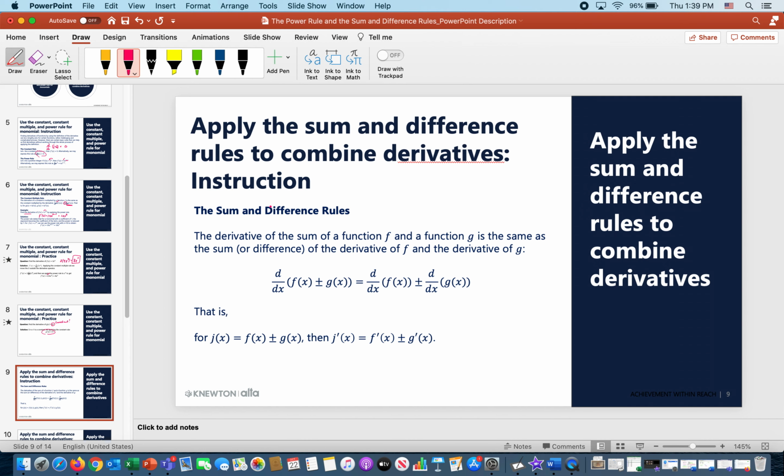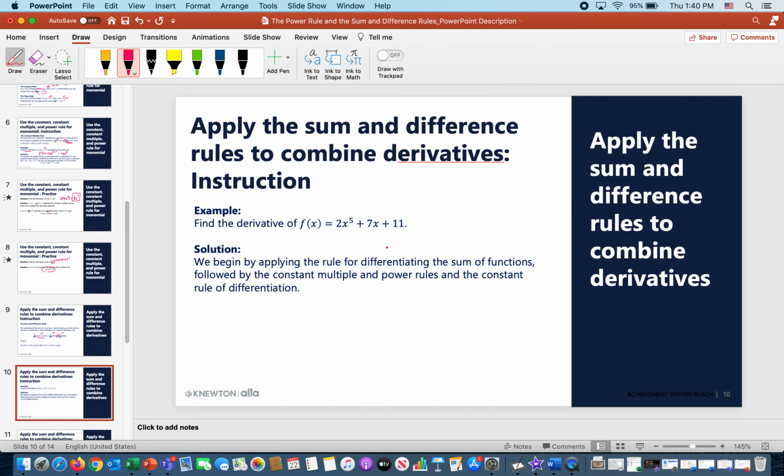So here's where things start to, it's not overly difficult, but we're just adding another layer to the problems that we're working. So here I have the derivative of a sum. If I'm adding these things together, I'm just going to take the derivative of the first thing, take the derivative of the second thing, and add or subtract as my problem calls for. Okay, so let's take a look right here. Find the derivative of 2x to the fifth plus 7x plus 11. Like I say, we're going to take the derivative of each term and just add those together.